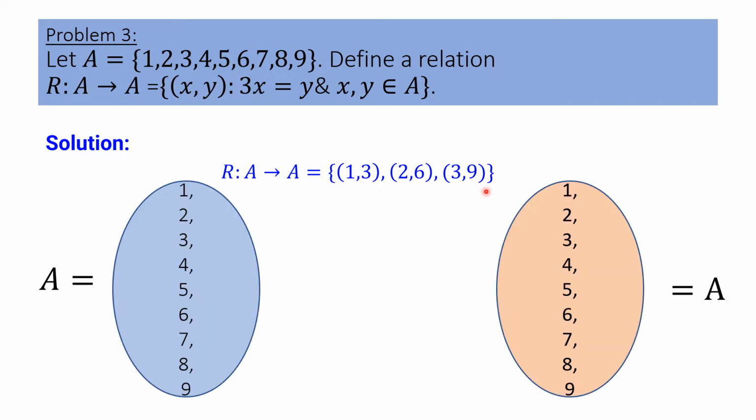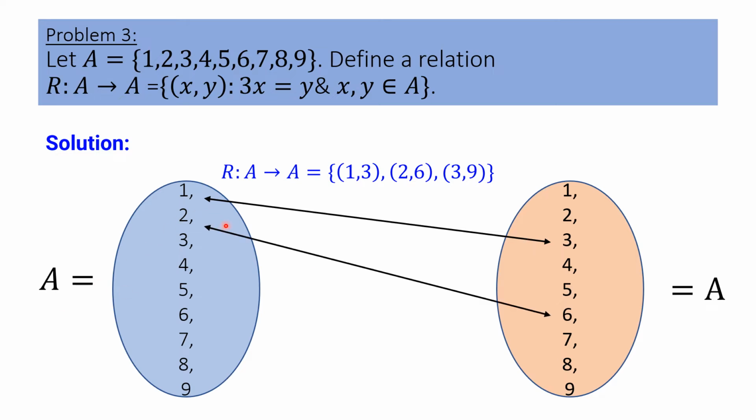We can show this relation graphically as follows. So we take R from A to A and the element 1 is related to element 3, and we have a second pair of element 2 and 6, and we have a third pair of element 3 and 9.